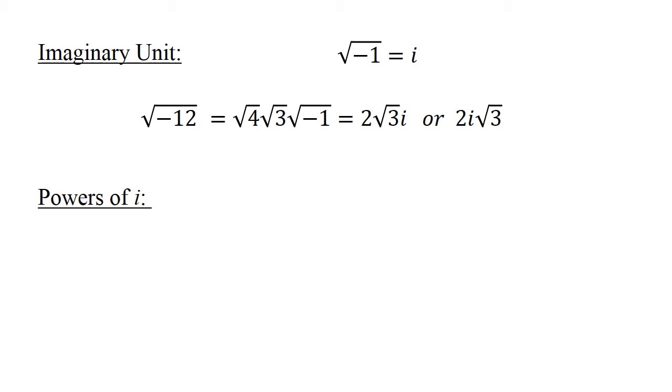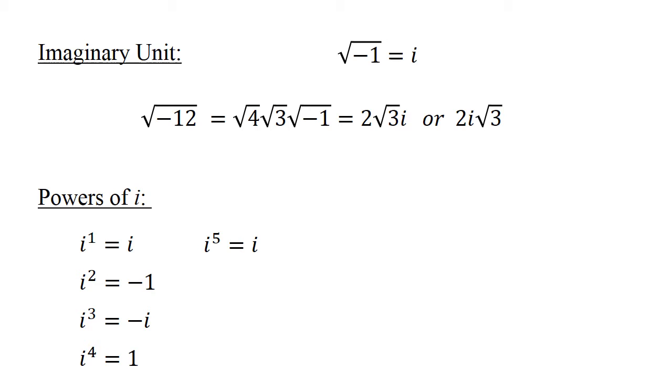So let's look at some powers of this imaginary unit. Let's say I take i to the first power. Well, that's i. i squared, well, anytime you square a square root, you get the value inside, so we get -1. i to the third, well, that's i squared times i, so -1 times i is -i. i to the fourth, well, that's i squared times i squared, so 1. i to the fifth, well, that's just i to the fourth times i, so 1 times i is i.